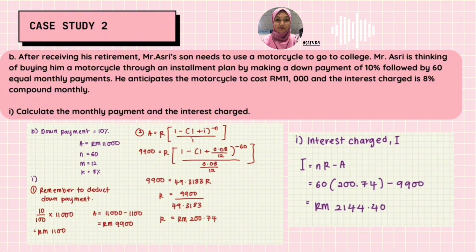274%. And the interest charge, we use the formula I = NR - A. So N is 60 multiplied by 274% and minus 9,900. Calculate. So we can get the interest charge is RM 2,144 and 46.